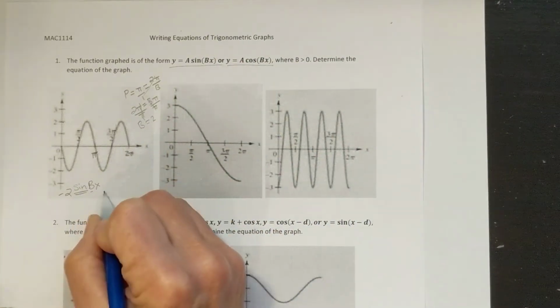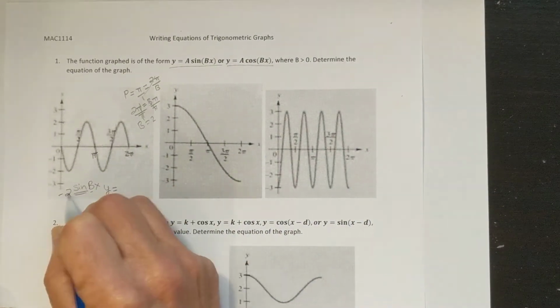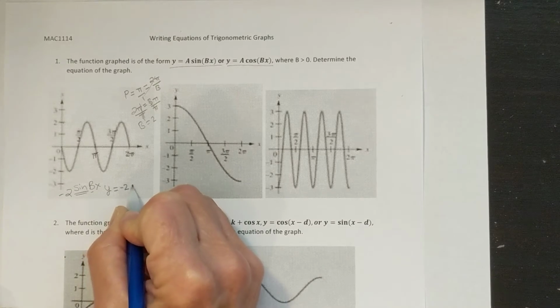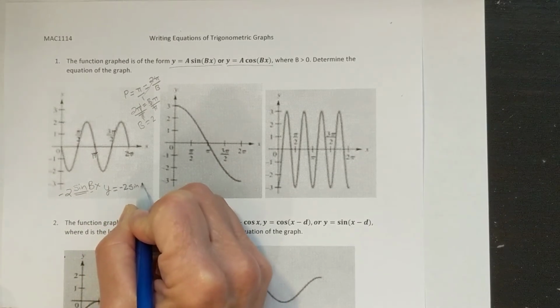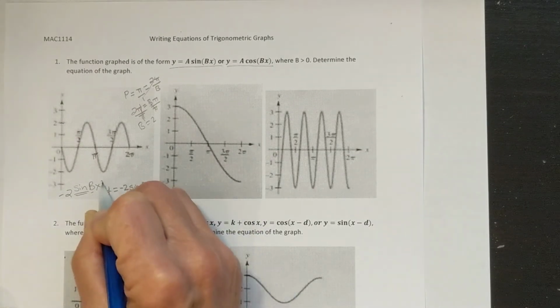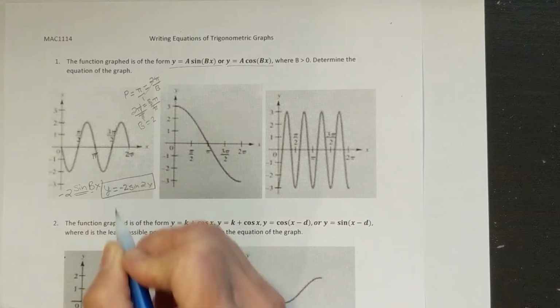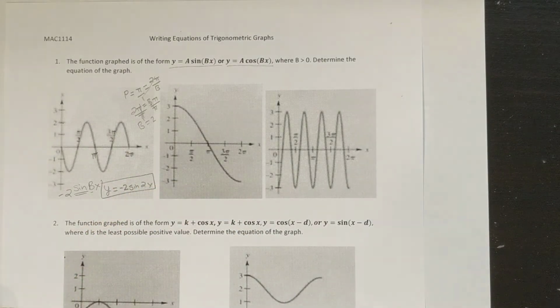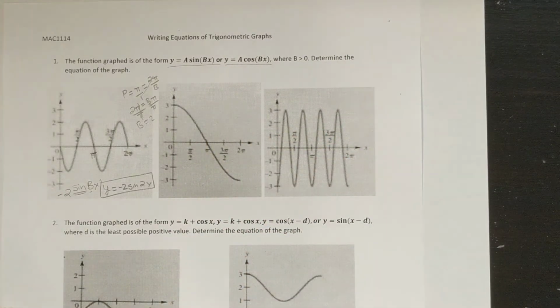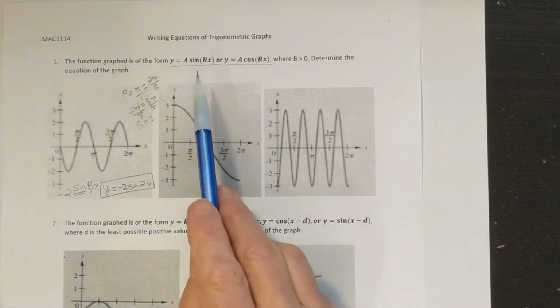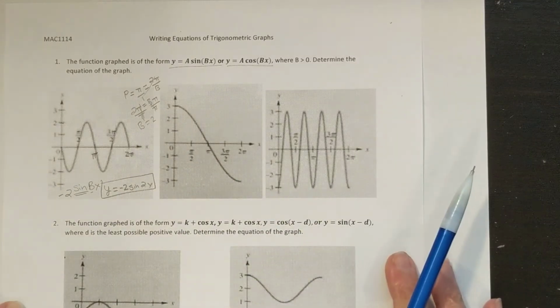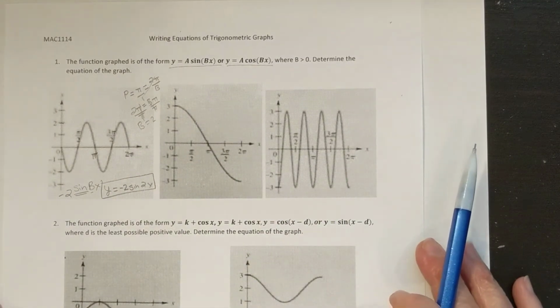So our equation is y is equal to -2 times the sine of 2x. This will be our equation right there. Let's look at the next one. The next one is this little picture. All right, let's see. The choices are sine or cosine, and there's no phase shift, so that narrows down a lot of things for us.